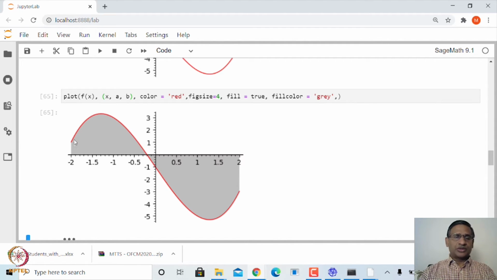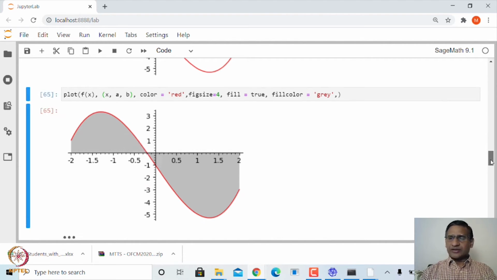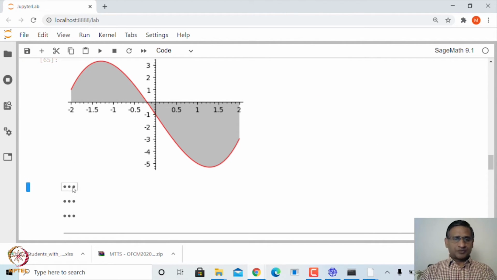For example, one of the things we can do is approximate this area by means of rectangles. For that, one can divide this domain from minus 2 to 2 into n equal parts, and in each part try to draw a rectangle. So, for example, if I take between minus 2 and minus 1.5, this is the region. You can approximate it by taking the left end point, or the right end point, or the middle point, or for that matter any point as the height of that rectangle. So, let us see what I mean by that.